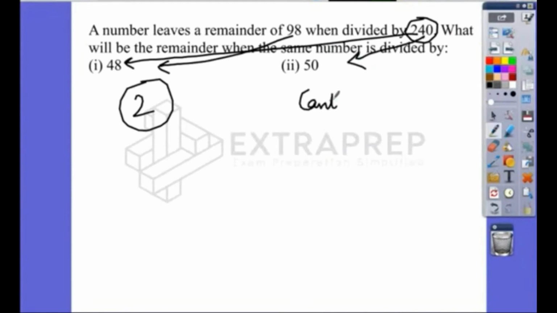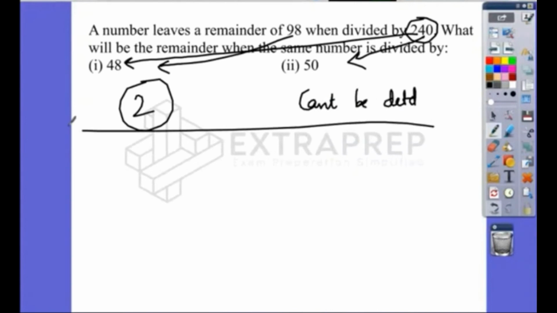When something is not divisible, what's the answer? Can't be determined. See, when you understand the problem, it's easy getting answers. When you get answers faster, you'll save some time because obviously for every competitive exam, time is the most crucial factor. And you'll have to look for ways to save time. Okay. This question is understood? Good. Next one.